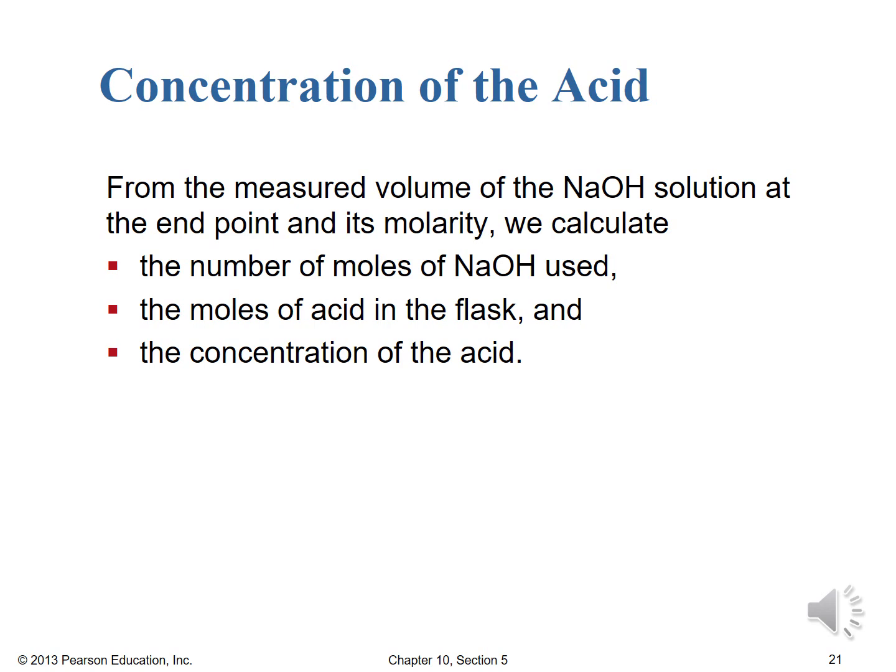Molarity times volume in liters gives us moles of NaOH. And if we know the relationship between the moles of NaOH and the moles of acid in the flask, if it's a monoprotic acid like HCl, for instance, it's a 1-to-1 relationship. If it's a diprotic acid like sulfuric acid, then it's 2 moles of NaOH to neutralize every 1 mole of acid. And then finally, since we can figure out the moles of acid, we can find the concentration of acid because we know the volume of acid that we took as our sample.